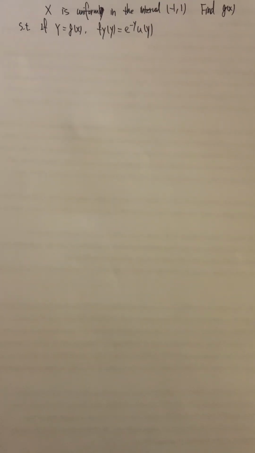Hello guys, this is another question that I want to share with you guys. So the question is that x is uniform in the interval -1 to 1. So we want to find g(x) such that if y equals g(x), the density function of y will equal e to the power -y times the unit step function of y.